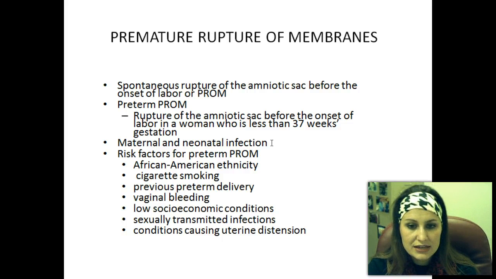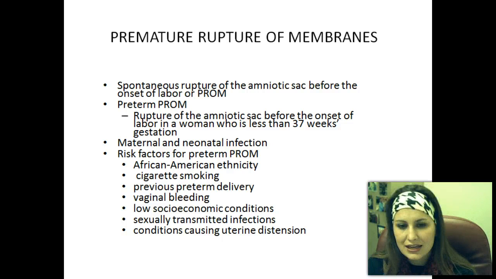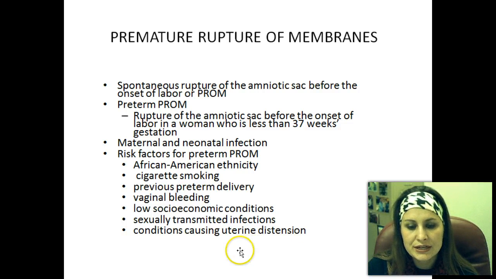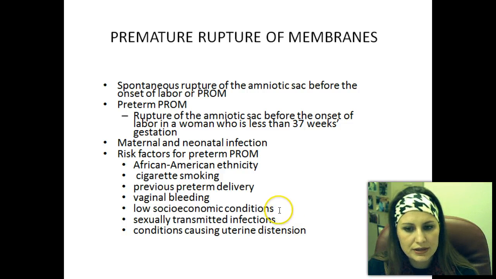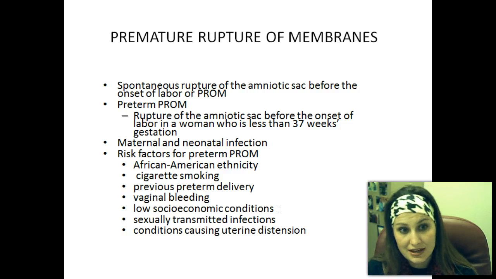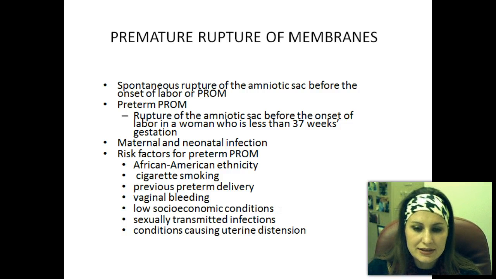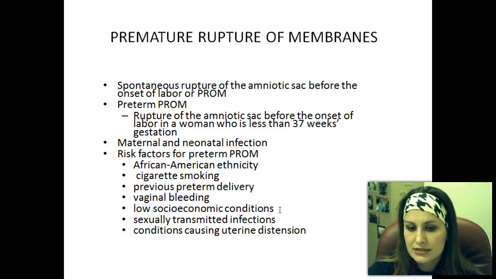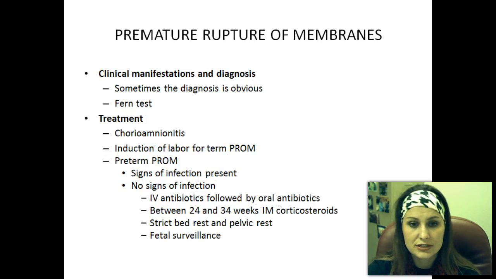So some of the risk factors for preterm premature rupture of membranes: African American ethnicity, cigarette smoking, previous premature delivery, vaginal bleeding, low socioeconomic conditions. And again, just think about where they're at and what is taking place. Do they have good prenatal care? Anything like that. Sexually transmitted infections, again, high risk behaviors, and then conditions causing any kind of uterine distension.